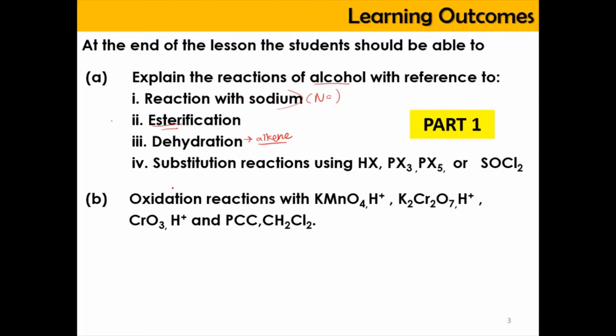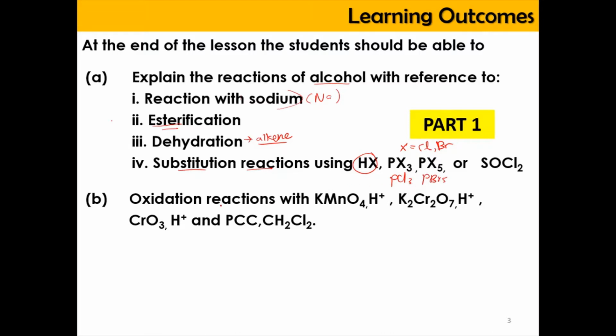Okay, and last but not least, we're going to look into the substitution reaction using alkyl halide, or phosphorus trihalide, or phosphorus pentahalide, or using thionyl chloride, where the X here refers to halogen and it can refer to chlorine or bromine in this case. Okay, so it can be PCl3 or PBr3.